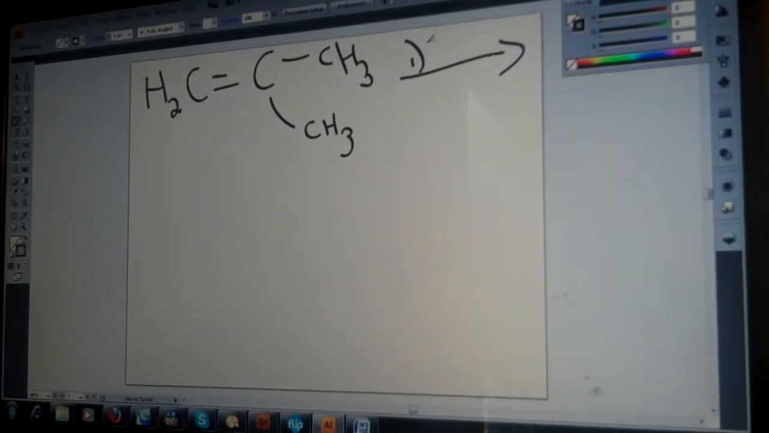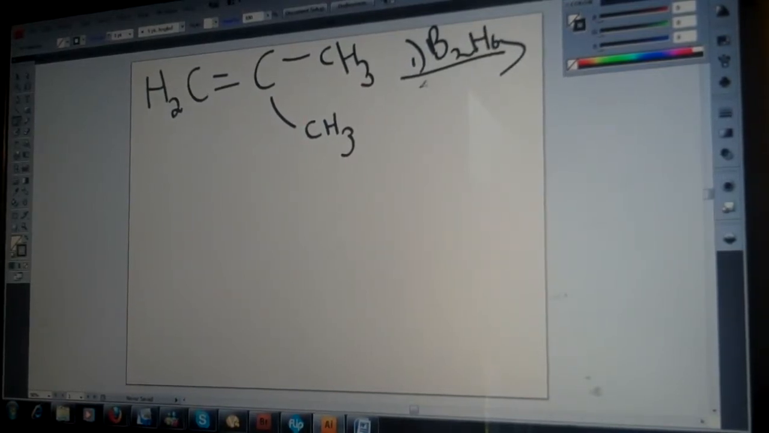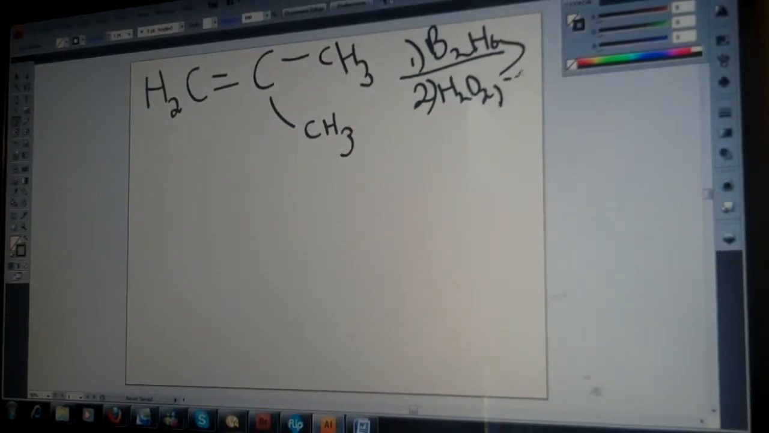This is one of the examples of an anti-Markovnikov reaction that you will get on your upcoming exam. So you have peroxide present, which proves that this is indeed anti-Markovnikov. So this is an alkene that is unsymmetric.